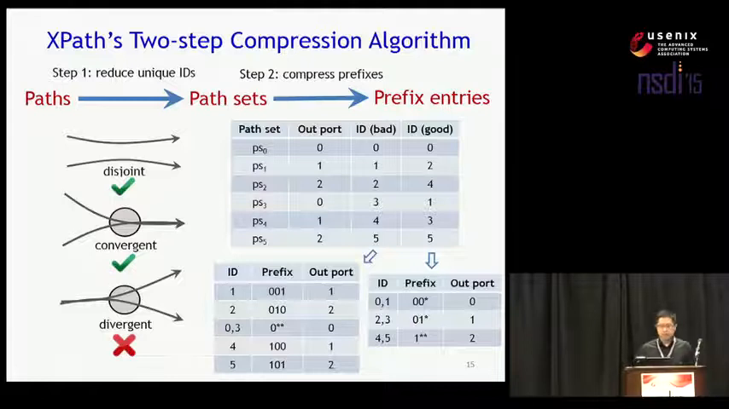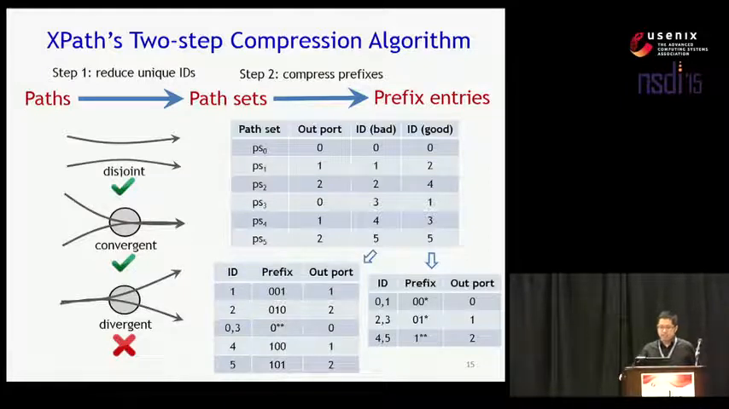And the second step: even after aggregating paths into path sets, the number of path sets in the network is also very large. It can exceed 144K, which cannot be held flatly by the IP LPM table. So in the next step, we compress the prefix. Basically, we assign path IDs to these path sets in a way that benefits the prefix aggregation. For example, in this table, we have a set of path IDs.